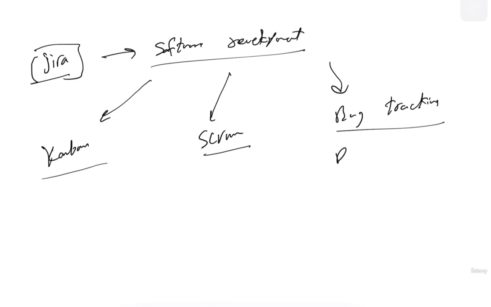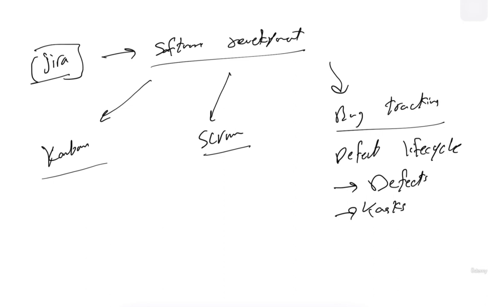It will track the defect lifecycle. Okay, and in this case, you will create defects and tasks. This is the use of Jira. In this case, Jira is very similar to Trello. Okay, it is a very similar tool. We don't have sprints or iterations. We don't have reports or anything.